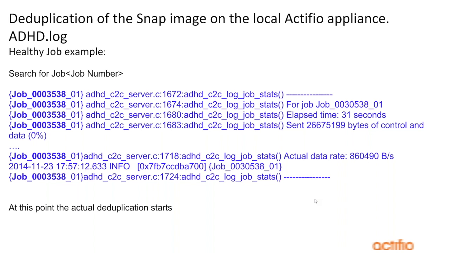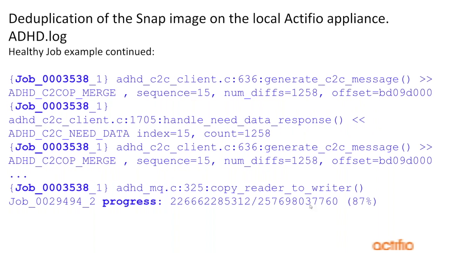And again, we're going to continue to look for the job number. Now we have a new job number because it's a dedupe job, not a snapshot job. And this is normal messaging. You can see the ADHD, 2-cop, merge, sequence, num, diff, offset. Now that offset is actually sector offset. That has to do with sector drift and data drift. Honestly, nothing you need to worry about, but I do want to point it out and explain what some of this stuff is so you have an idea of what you're looking at when you get in there. The important part is with the job number, we can also find progress.